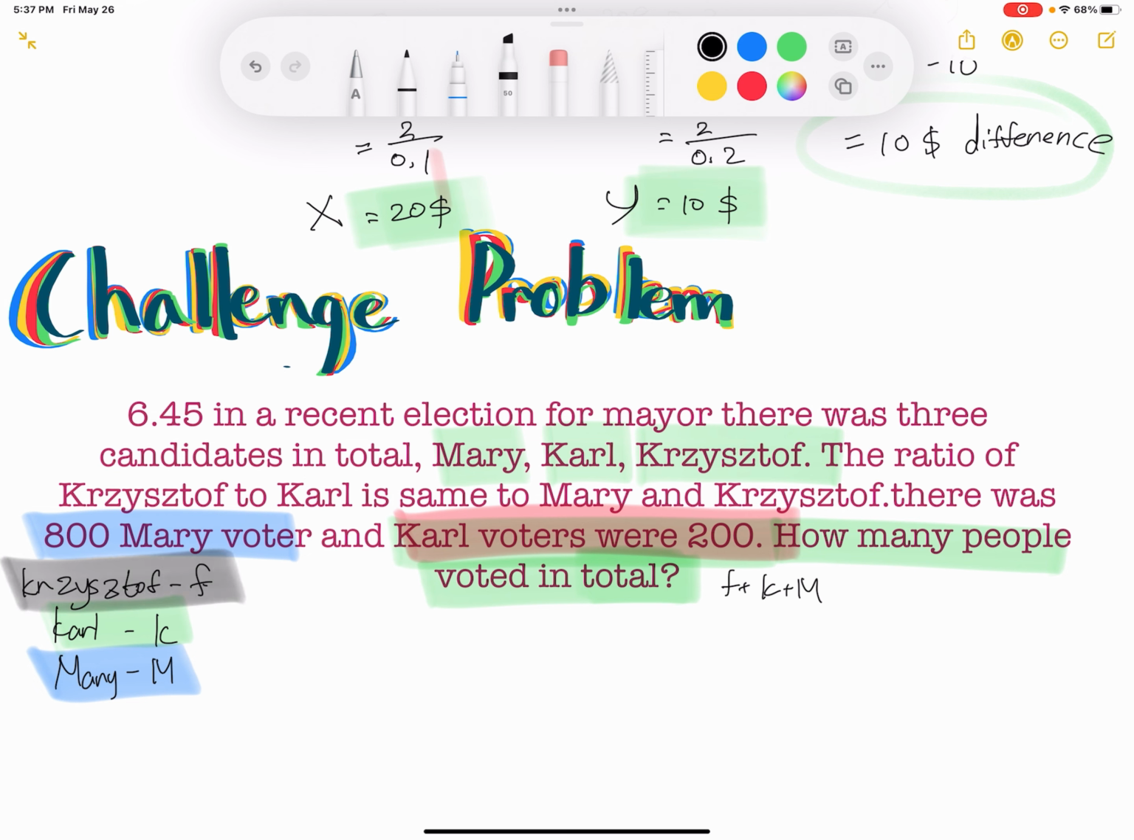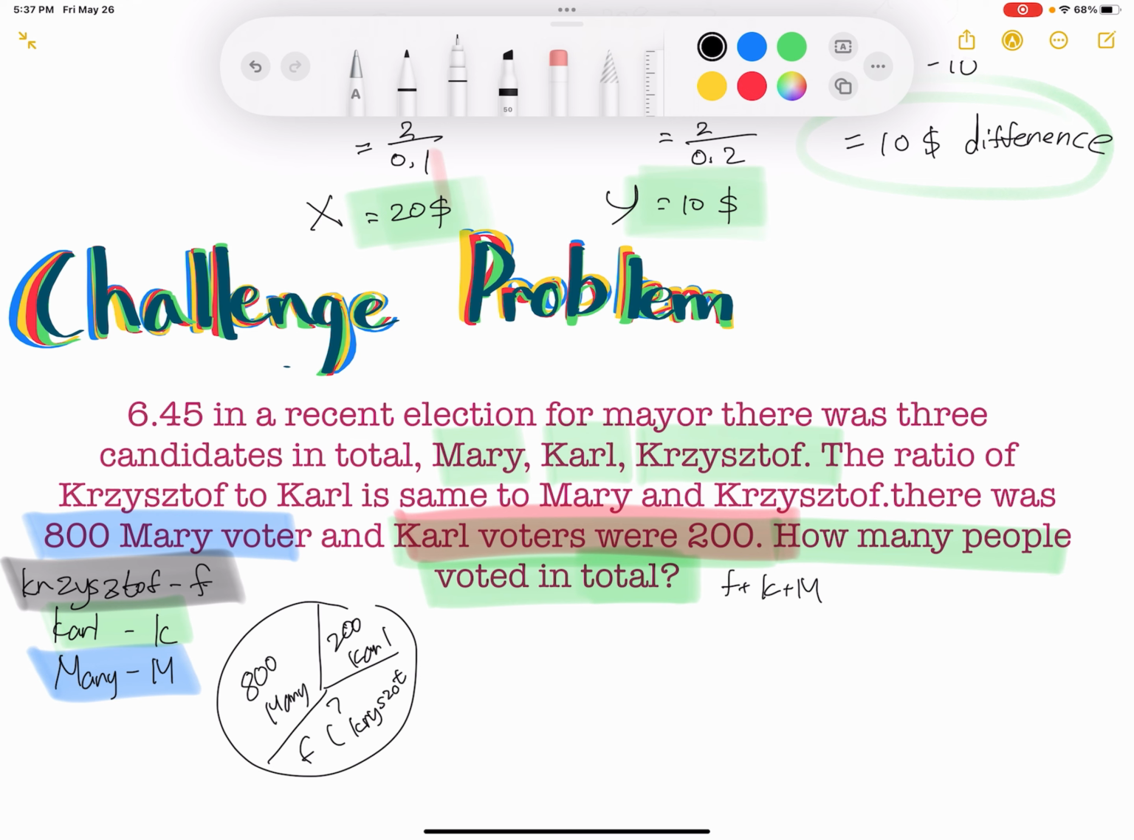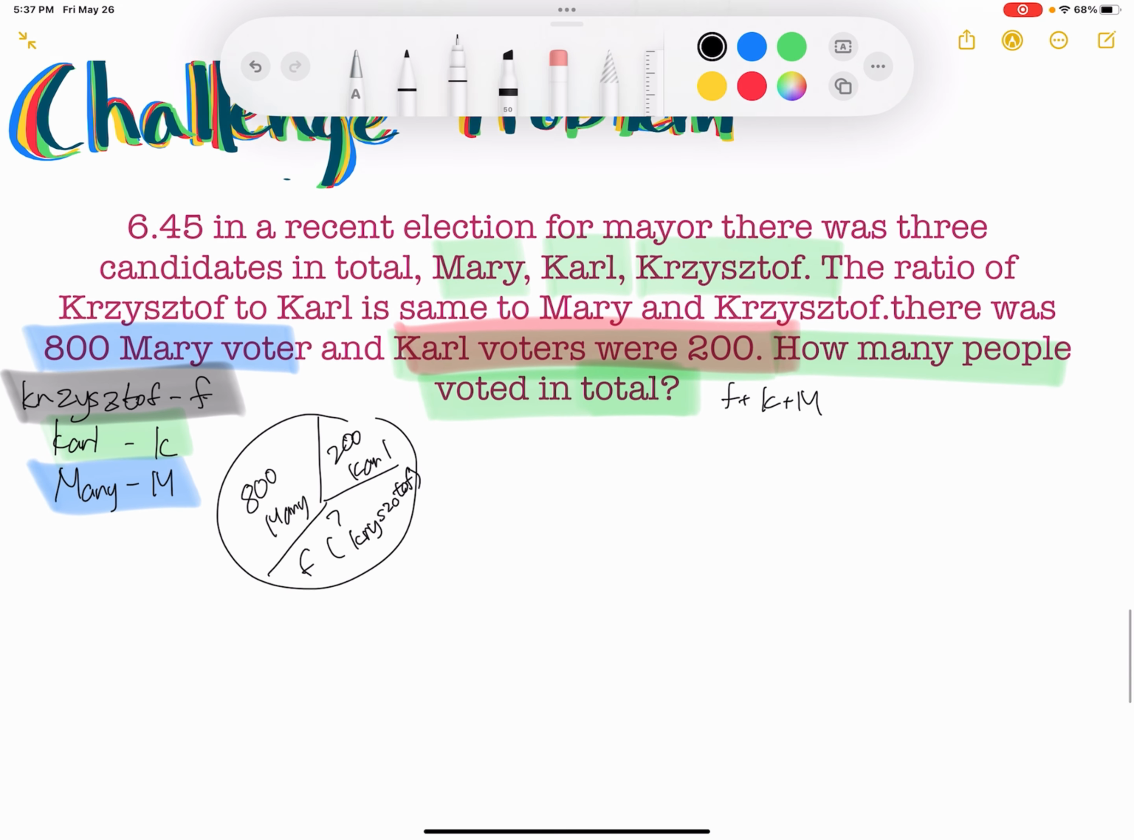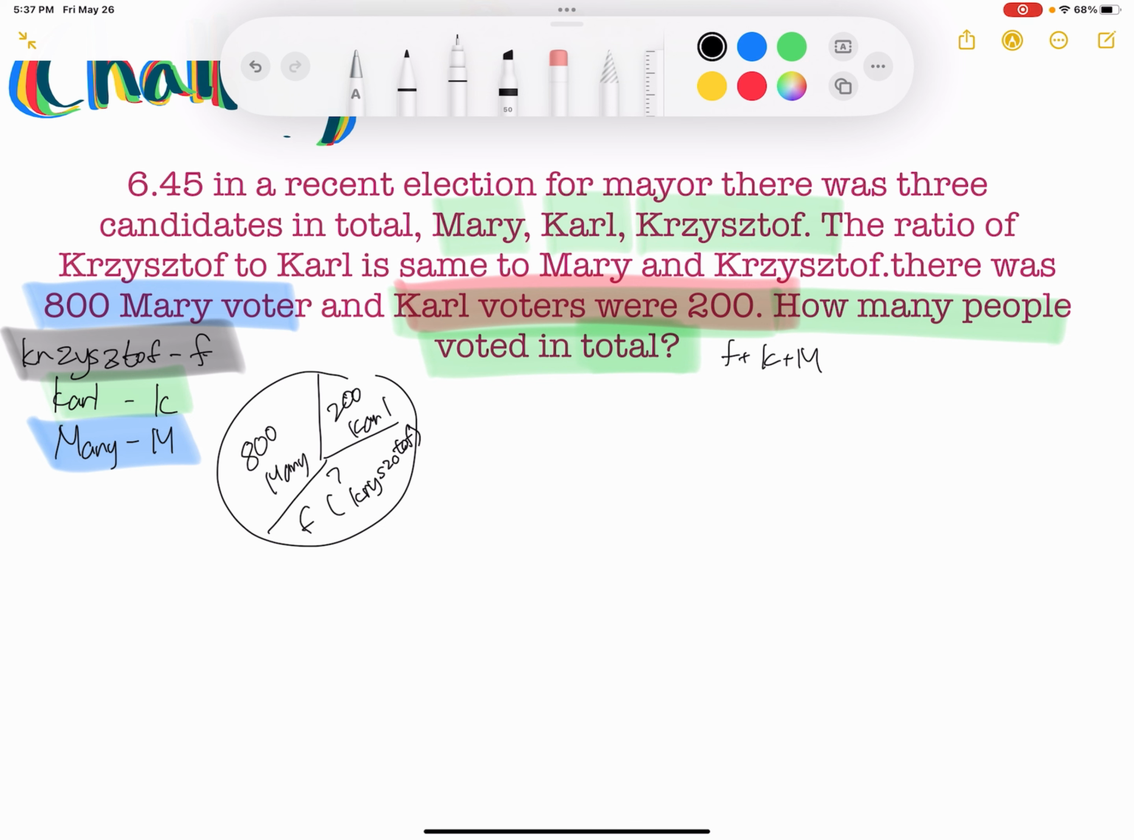Well, first, we can try to make a chart, a pie chart of sorts, though we don't really need any percentages. So this will be our chart. We have 800 Mary voters. We have 200 Carl, and we're trying to find how many F, or Kristoff. We will put this into a simple cross multiply equation, or ratio, like this.